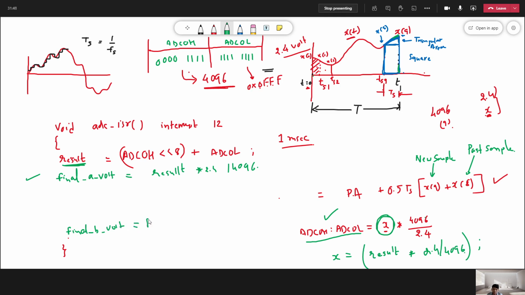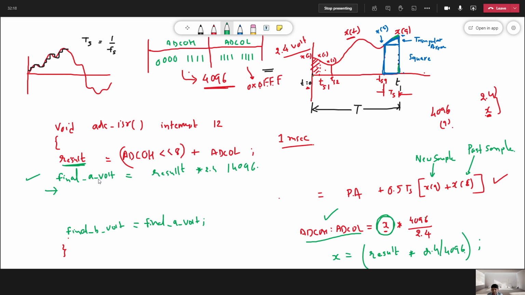So final B vault equal to final A vault. So we have just shifted the result of final A vault into final B vault. So when my program counter will be over here, it will have two pieces of information: final B vault already stored for the previous sample, as well as the fresh sample final A vault.